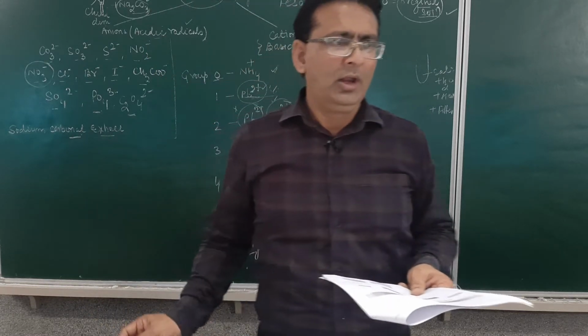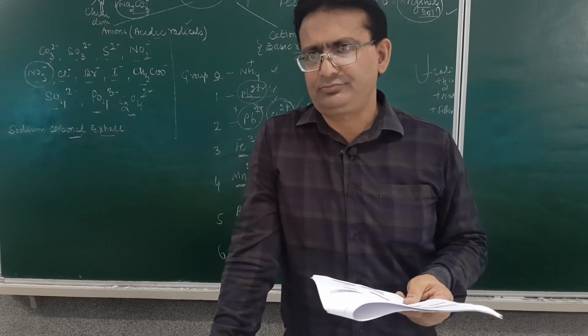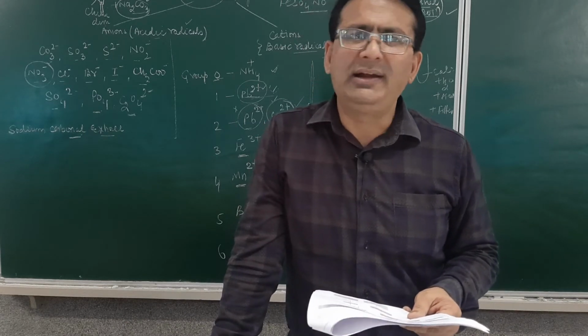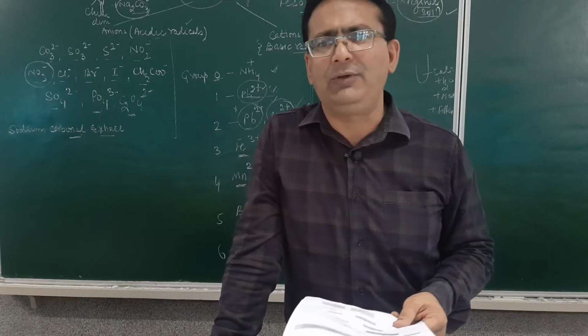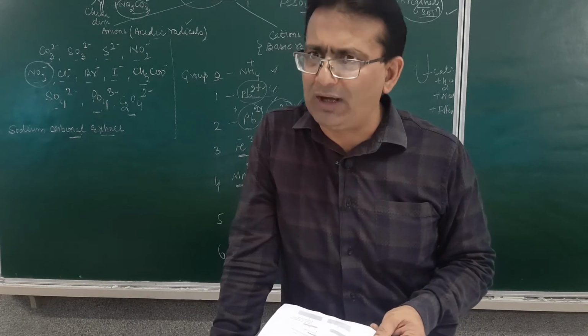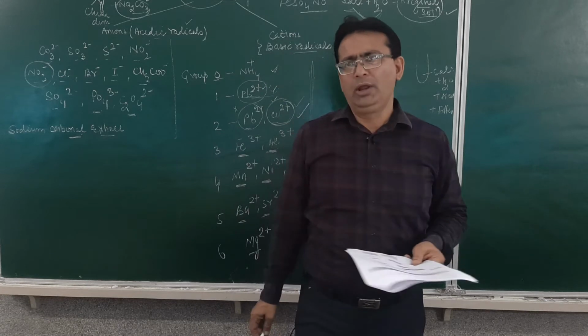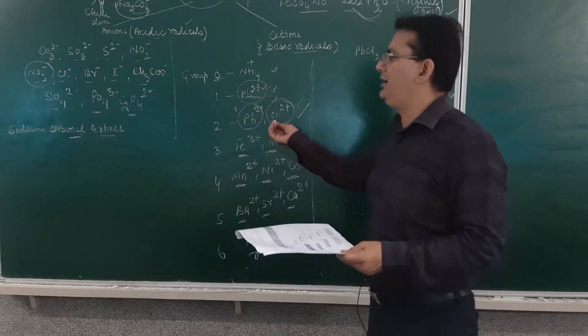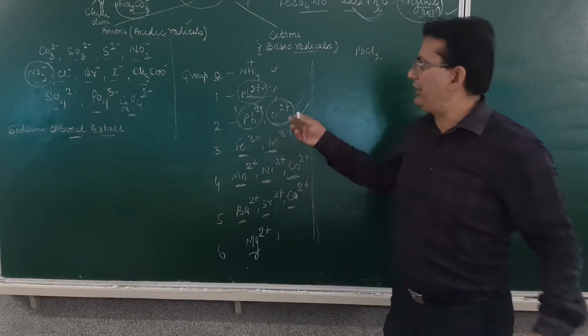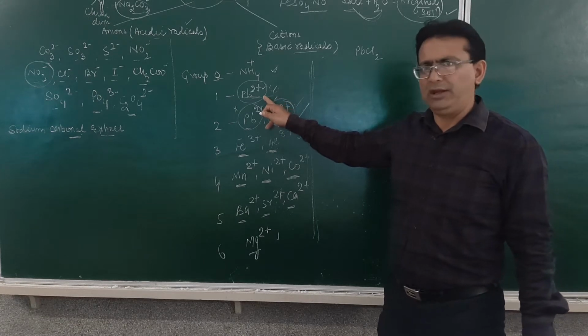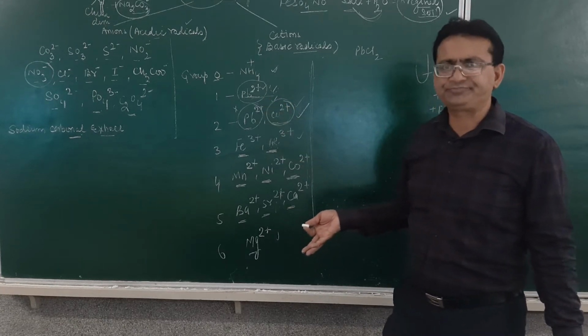Am I clear? Then you filter. When you filter, the residue will be used for the identification of the cations present in group number 1 and the filtrate will be used for group number 2. In group number 2, we have the lead and the copper ion. Suppose in group number 1, the lead is obtained. So your practical is over.